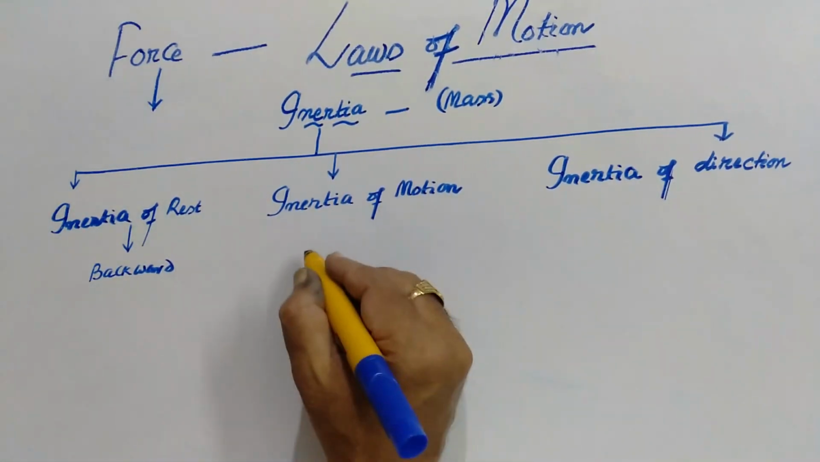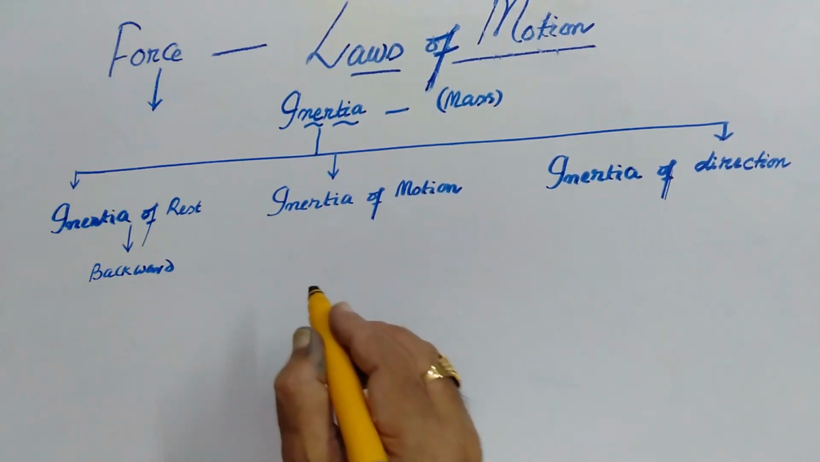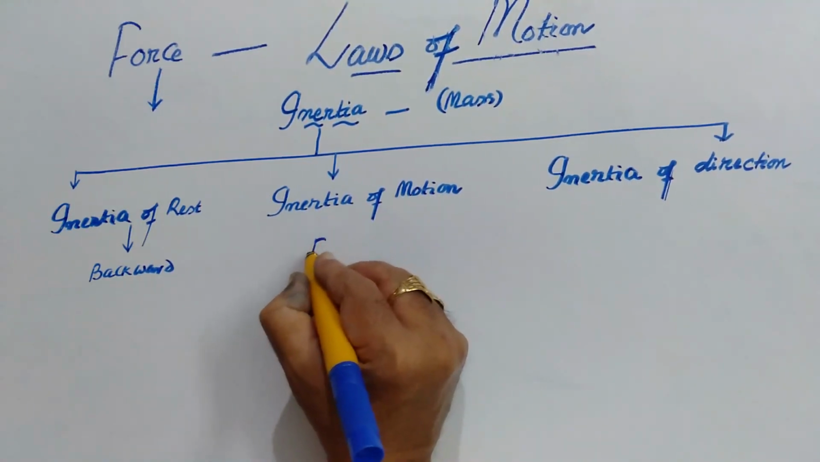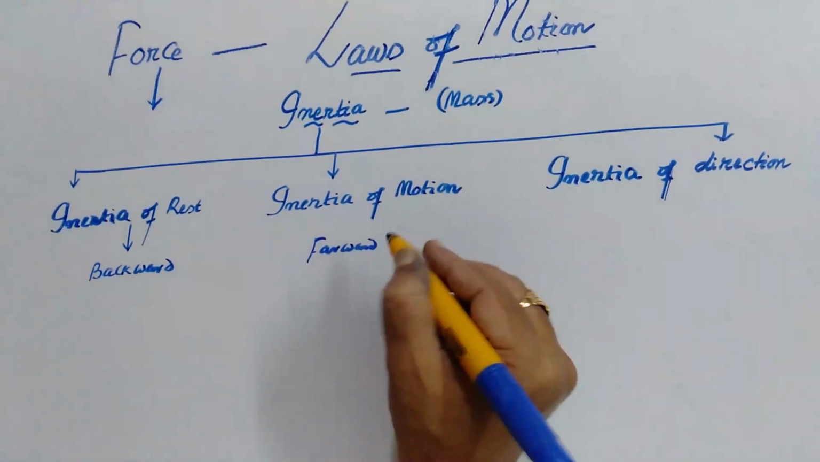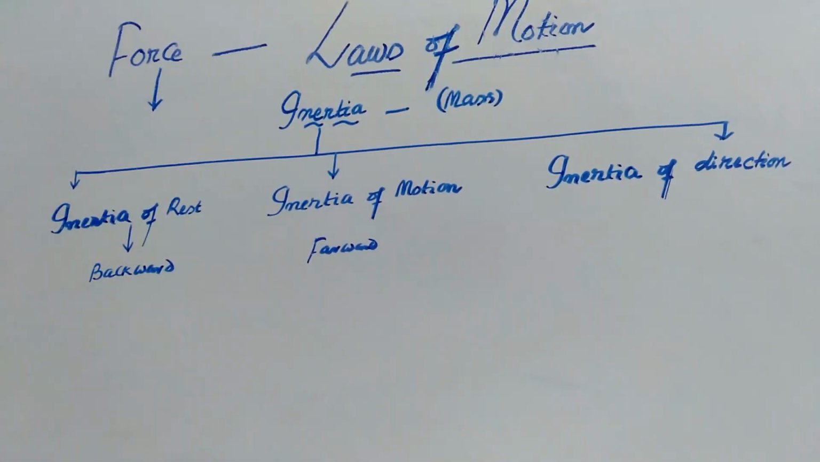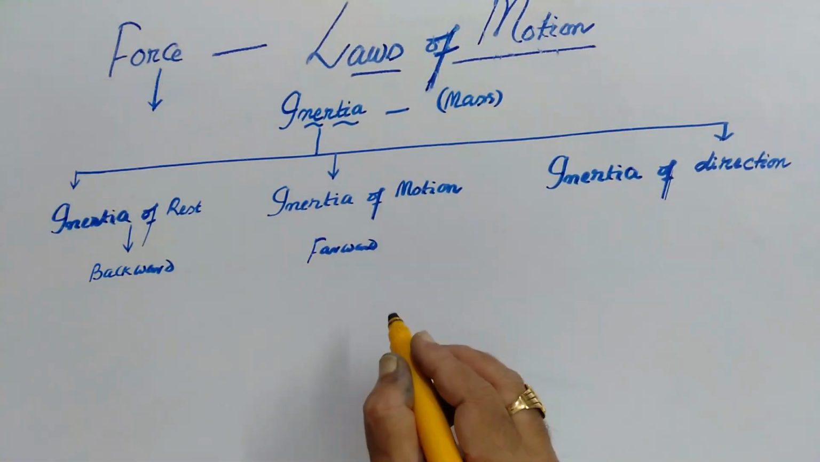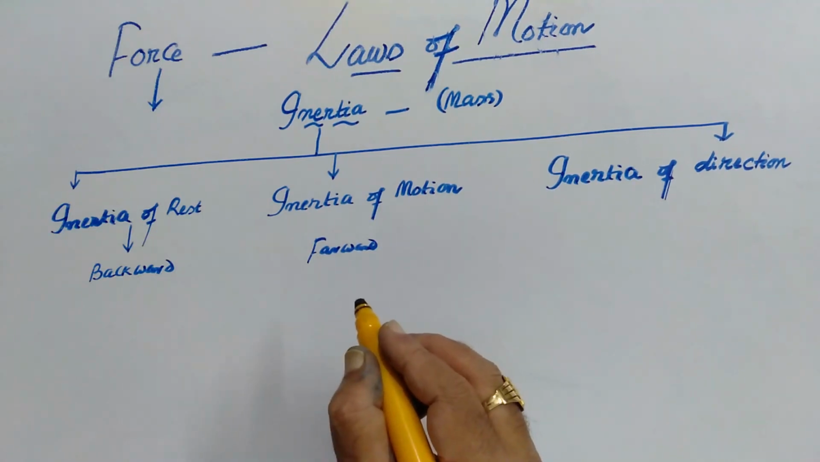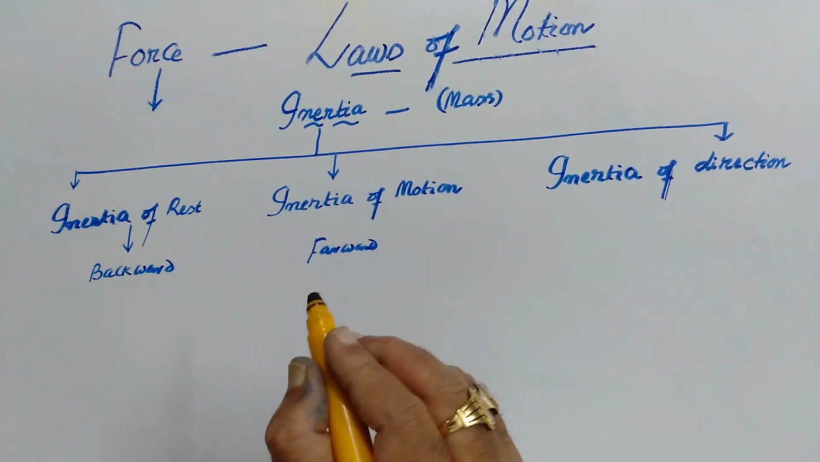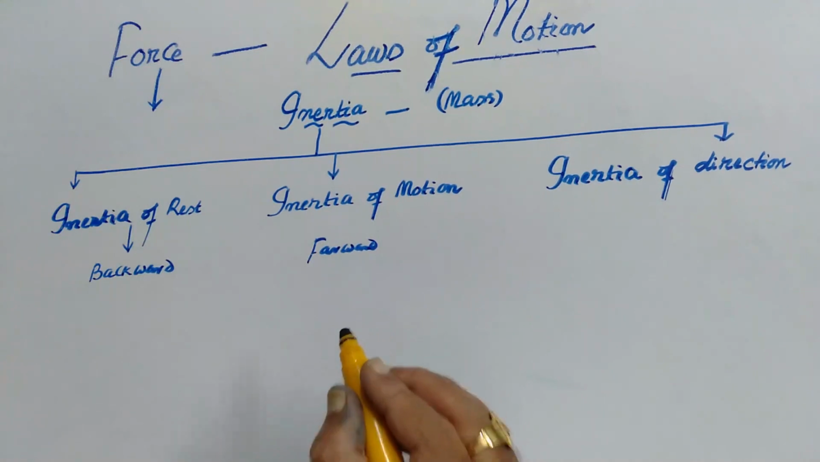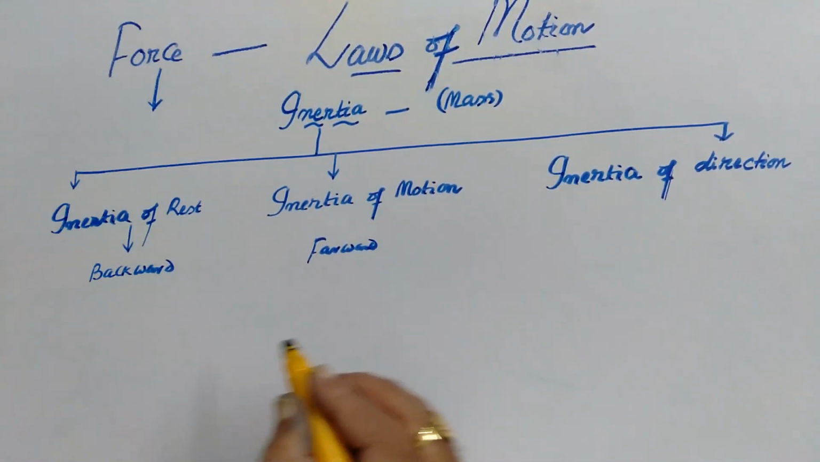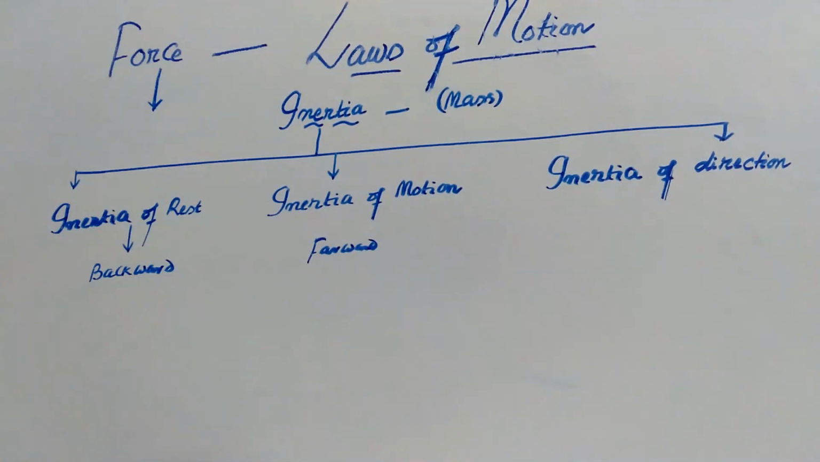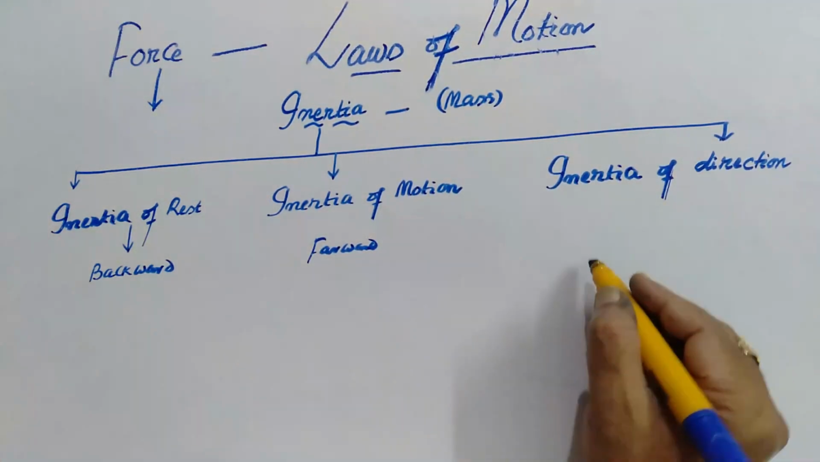Now here the passengers will experience a forward jerk as the driver applies the brakes suddenly. What happens in this case? The lower part of the body, that is the legs, which are in contact with the bus, will come to rest, but the upper part of the body, which was in motion, wants to remain in motion. Therefore it moves forward.